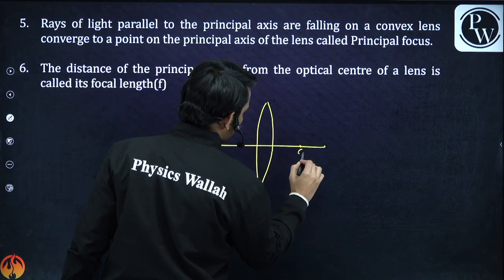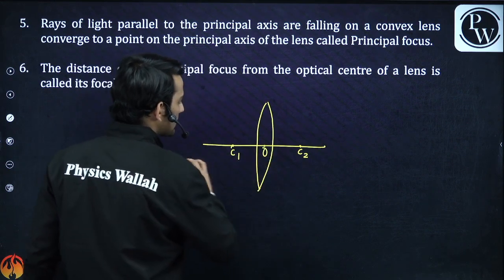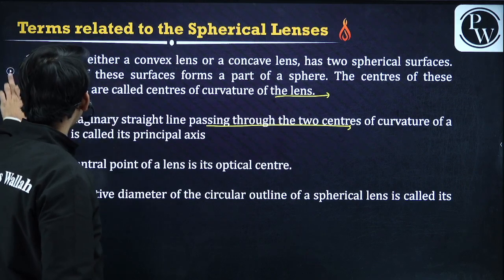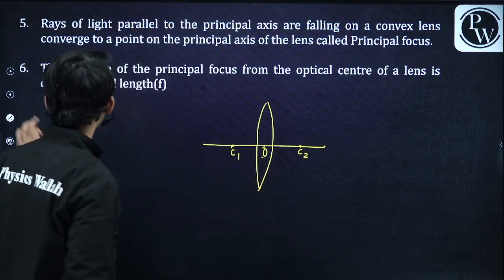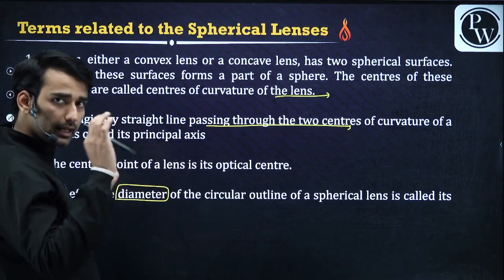This is C2, this is C1, this is the optical center, the center part. The imaginary straight line joining these three is called the principal axis. The center point of the lens is called the optical center, which is O. Right? Now the lens has a certain area to refract the light rays, right?